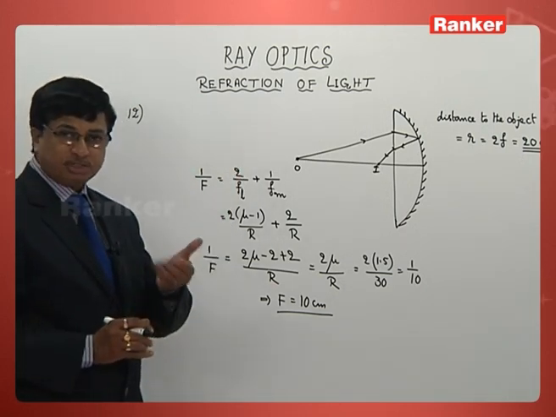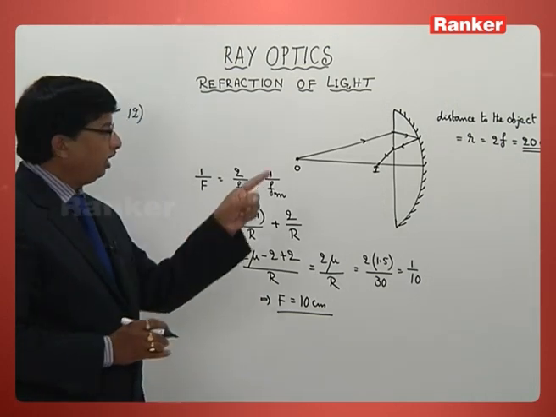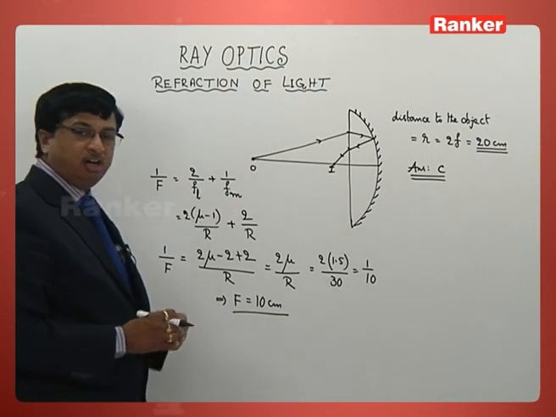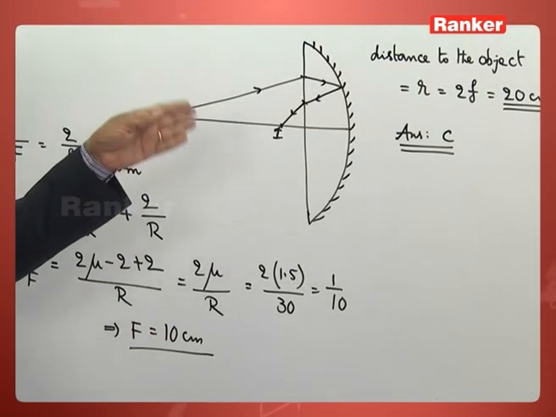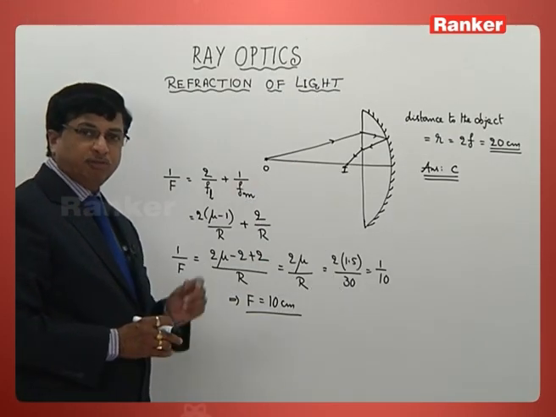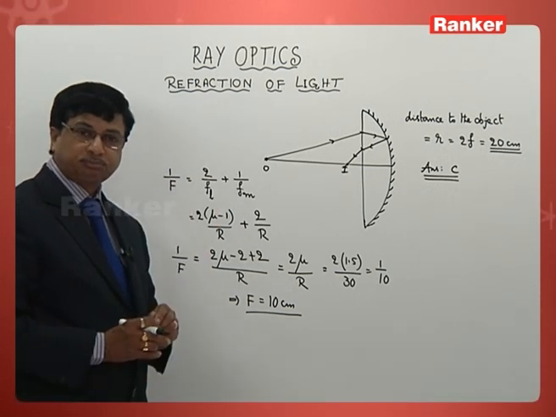So what are the options given? Of course, I have given earlier. The third option is exactly 20 centimeter as we have got just now. Therefore, the answer for this particular problem is going to be C. So the only thing you need to understand: whenever a plano-convex lens is silvered on the convex side, in that combination you will find 2 refractions and 1 reflection.